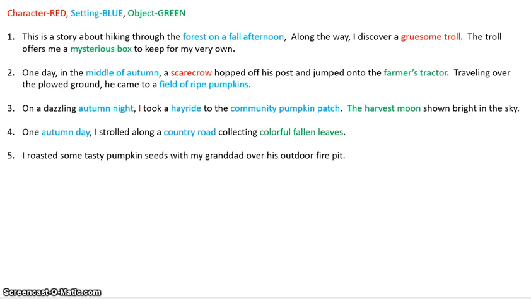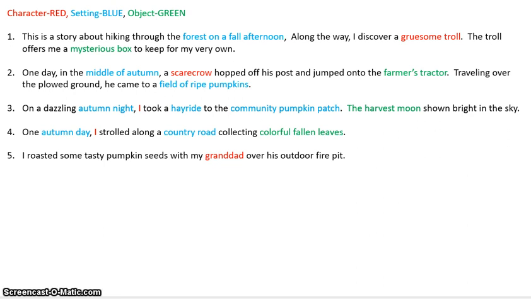So now number 5 should be fairly easy for you to identify. I roasted some tasty pumpkin seeds with my granddad over his outdoor fire pit. So the very first thing I'm going to do is find my story critical character. Well, the word I is in there, but we want to talk about granddad because it's his fire pit. He's roasting the seeds. It's his house. And a story critical character should usually be somebody besides yourself.